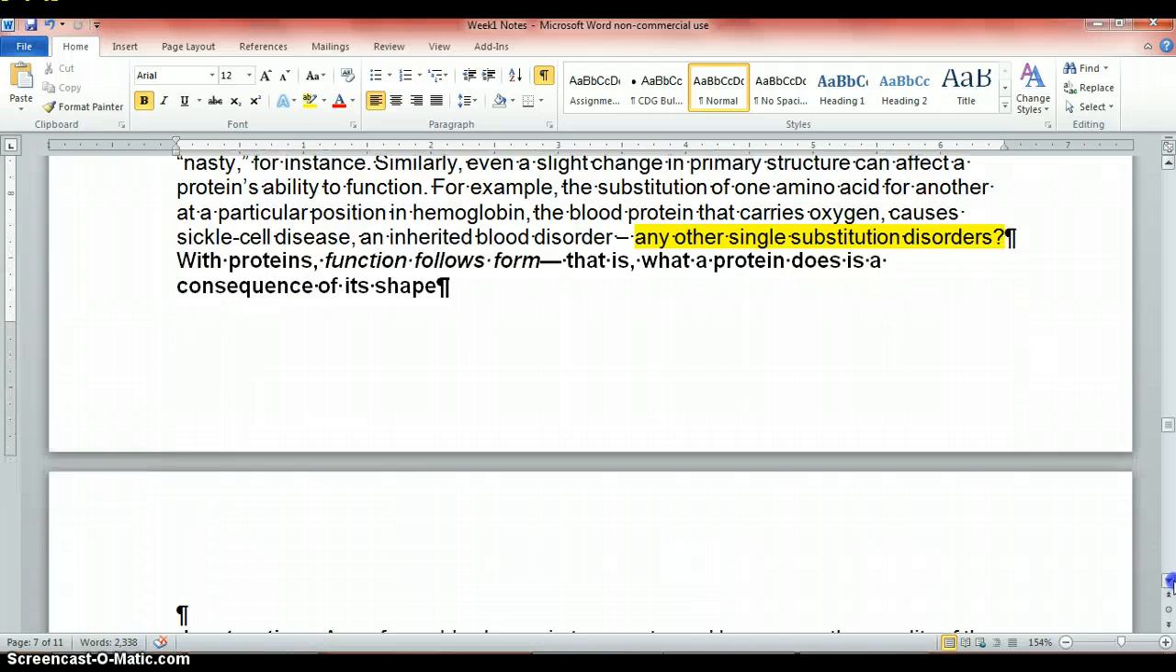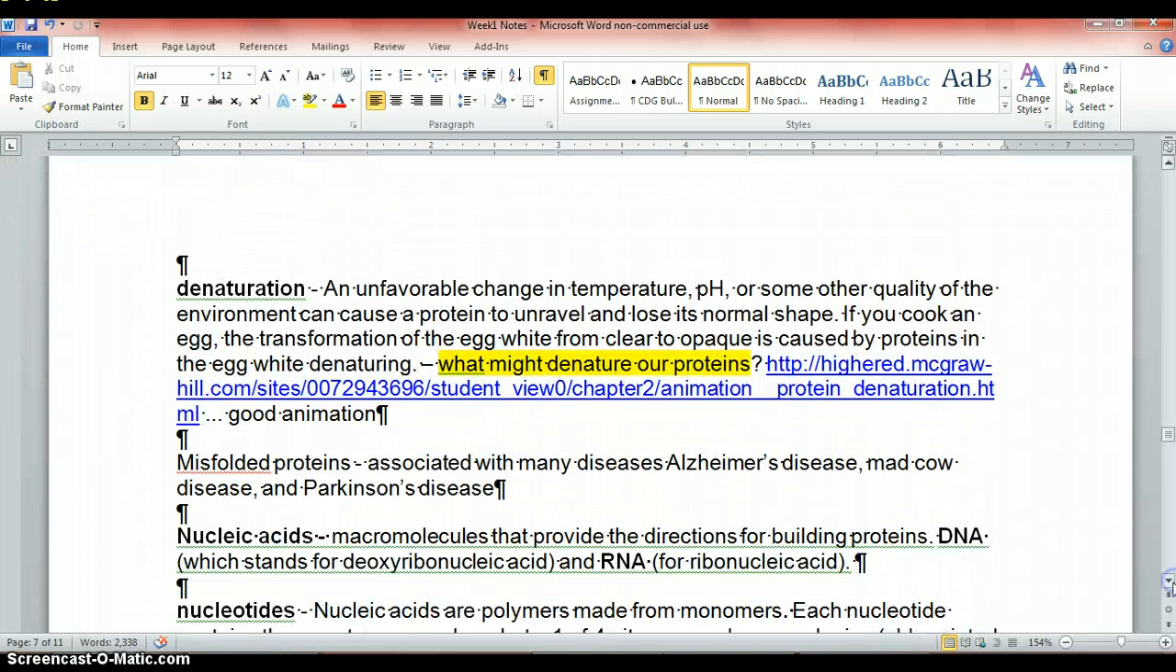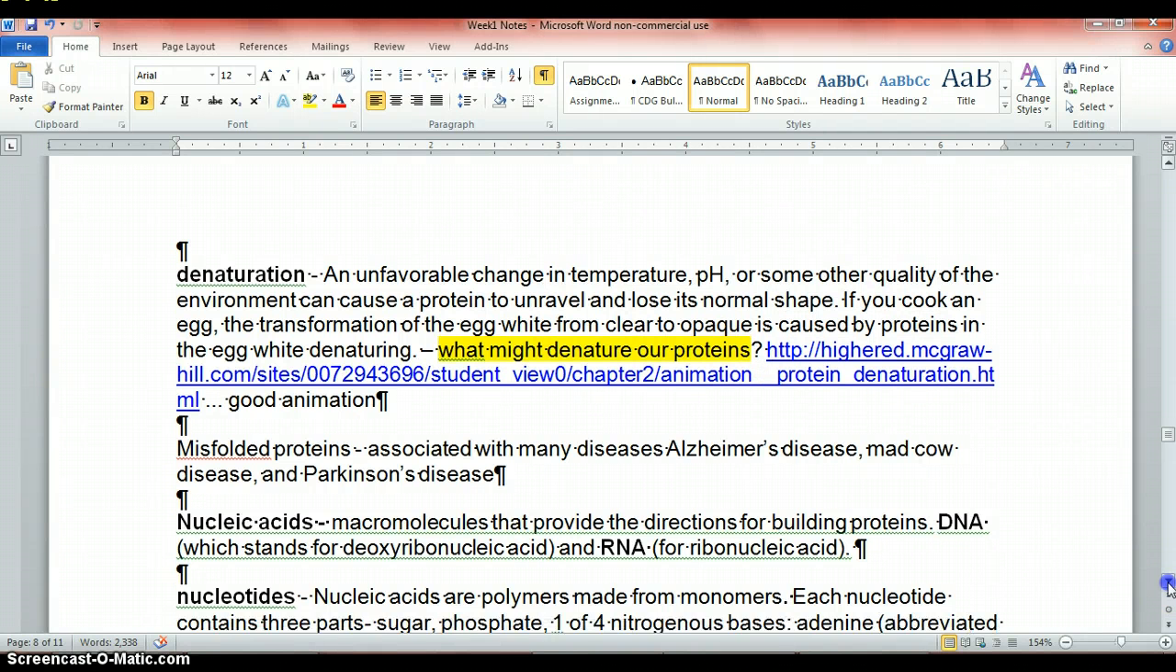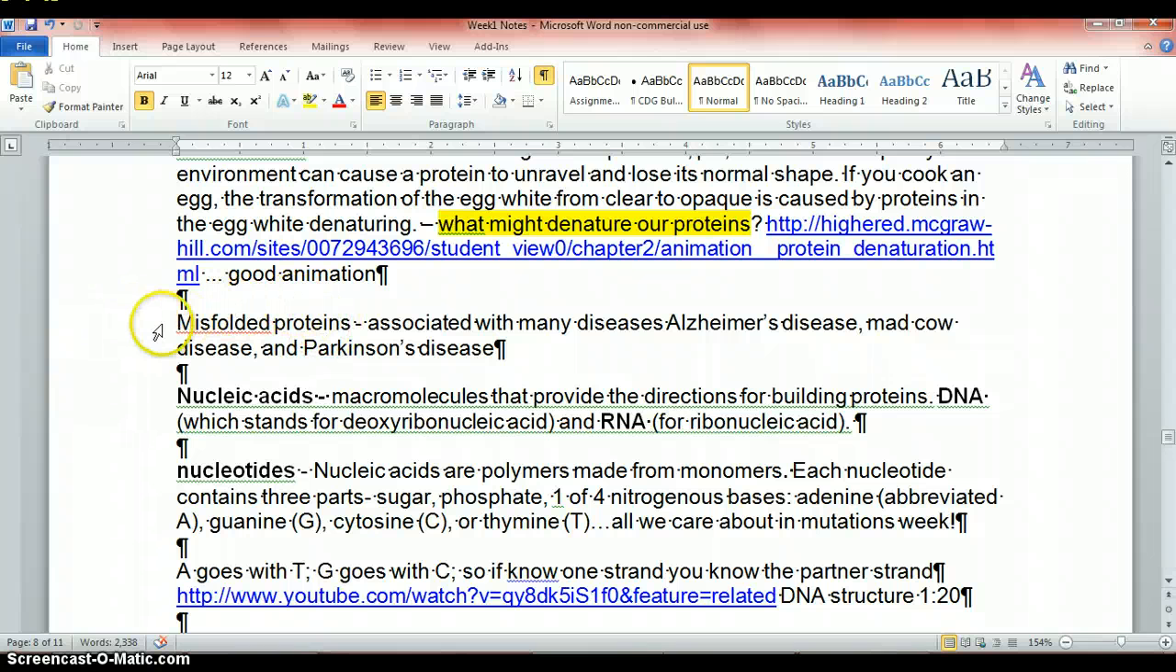So let's go down. Other ways you can cause mutation is a denaturation. This is when there's a change in temperature, pH, some other part of the environment, and the body cannot handle it. So normally, if you think about the environment, it's getting colder, warmer. We figure out ways to keep our internal organs happy, but occasionally it's too extreme and it messes up. The book gives the example of an egg white. When you're cooking it, it turns from clear to opaque. You can have misfolded proteins. So they fold the wrong way, they're not able to have the reaction they need to, and this is associated with diseases like Alzheimer's, mad cow, and Parkinson's.